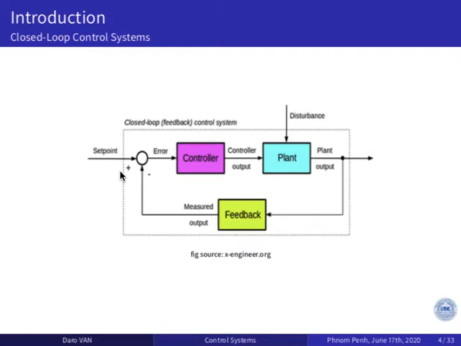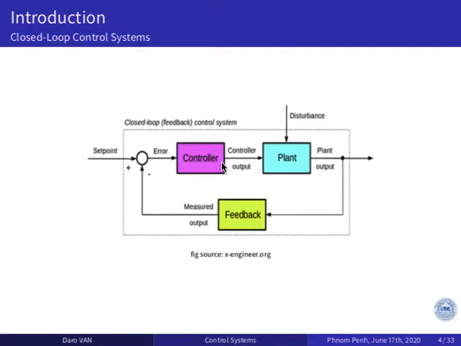For mechanical systems, it can be position, speed, force, or torque. If you consider a hydraulic system, it can be the pressure, the flow, and so on. The difference between the measured output and the set point is called the error. This error will be sent to the controller. The controller does some computation and generates a control output, which is the actuation signal.